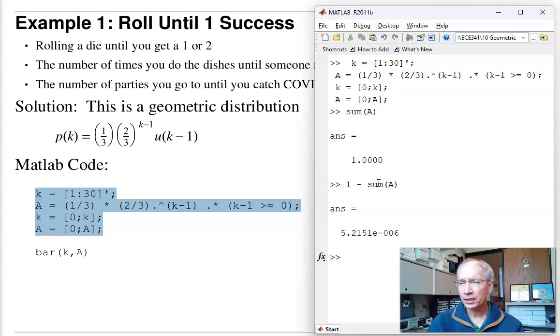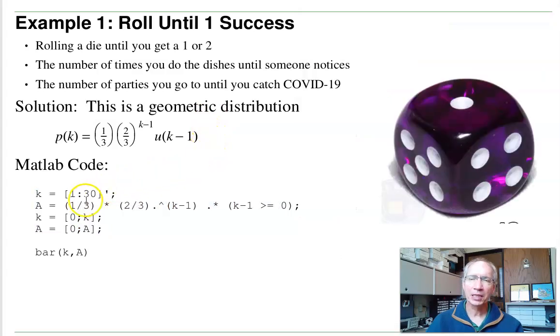The part that I truncated is off by 5 times 10 to the minus 6. So not exact, but pretty close. That's kind of why I want 10 times the mean to capture most of the area.